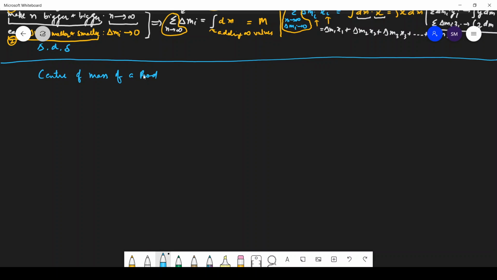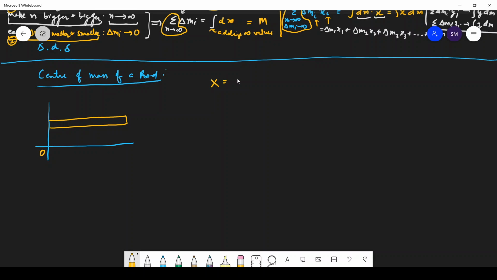Center of mass of a rod. So this is my rod, and this is the origin. Let me write the formula first of all. Center of mass: this is one dimension only, there is no y, only one dimension, x.